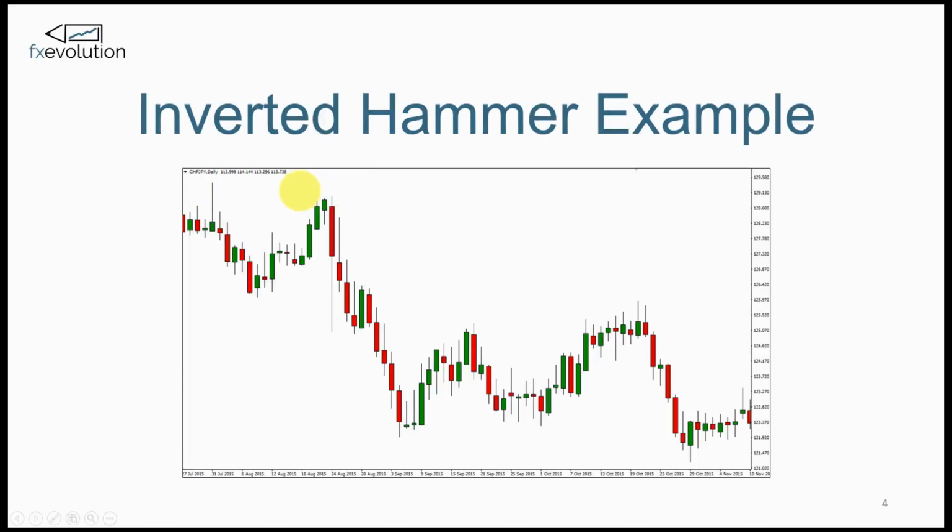So let's take a look at an inverted hammer example. This is the Swiss franc Japanese yen daily chart. We can see down here we've had a strong downward trend followed by actually 2 inverted hammers after each other. You can then see the trend changed and we had a series of bullish candles afterwards.